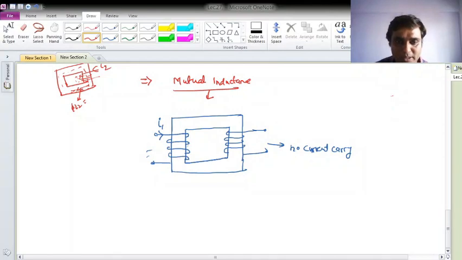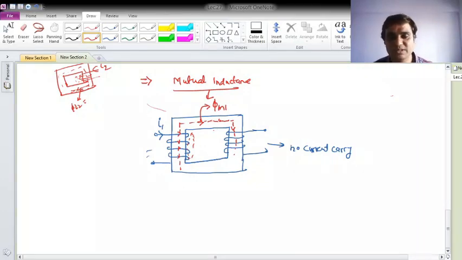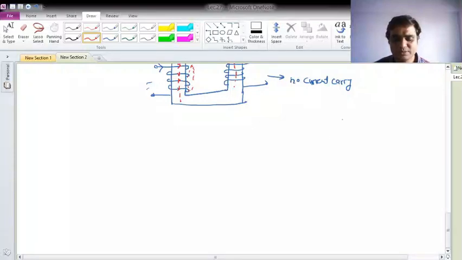By carrying I1 current in this coil, what will happen? Due to the right hand thumb rule, flux will be produced, and the flux will be like this. This is mutual flux and this is leakage flux. This is my mutual flux phi m1, let me name it. And this flux will link to coil 2. So that linkage means what? That is your mutual flux linkage. Okay, so it has been linked to coil 2.